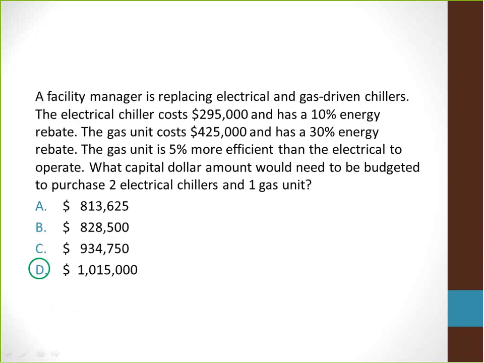Answer D is the best answer here. 2 electrical chillers cost $295,000 each, for a total of $590,000. 1 gas unit costs $425,000. The total of the 3 units is therefore $1,015,000. The rebates do not apply as they are for energy costs, not purchase costs. So D is the correct answer here.